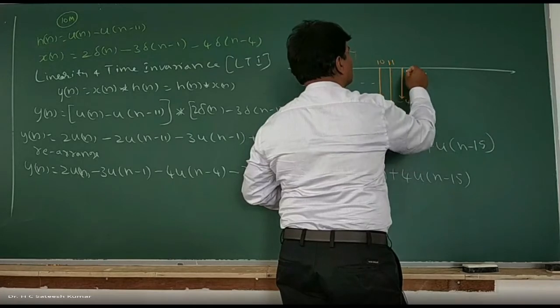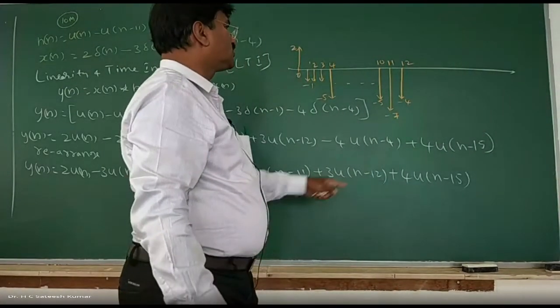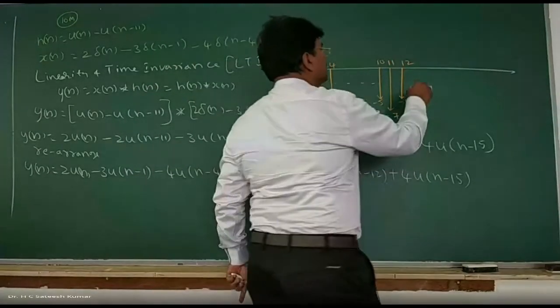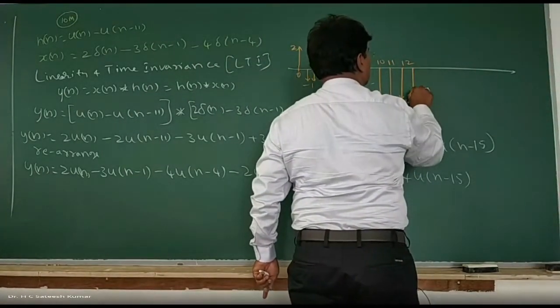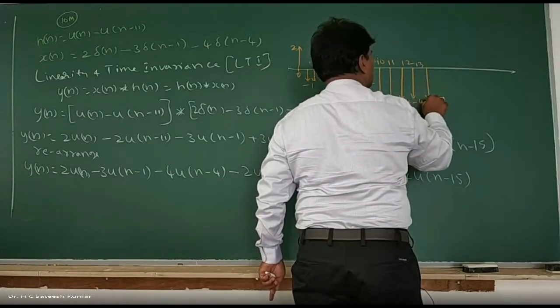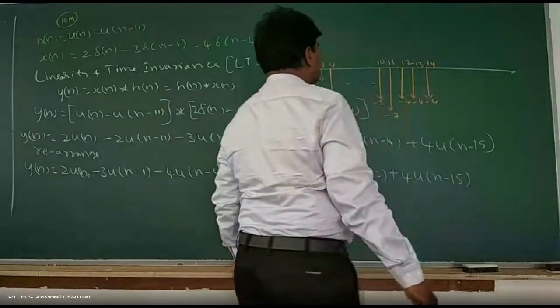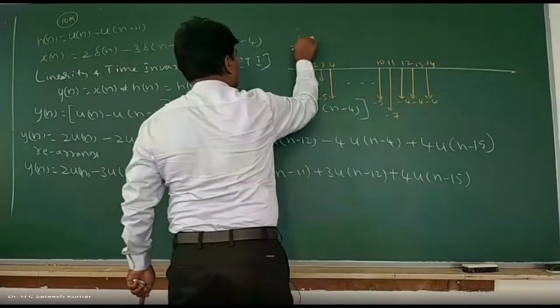Minus 4 at 12. Okay, right. Next, plus 4 at 15. 13, 14. At 15 we add minus 4, that will become 0. That's it. That is your output y of n.